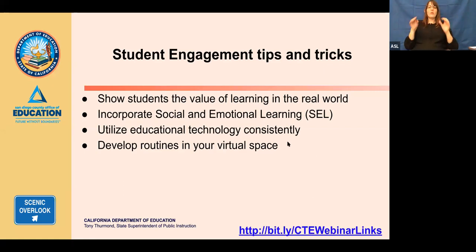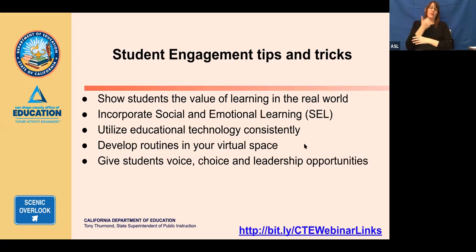And again, we already talked a little bit about routines, giving students some of their own voice and choice and leadership is important. A few weeks ago, Jackie, who is the agriculture lead for the state, gave a talk on CTSOs and student leadership. And so there may be some really good tips for those of you looking to really develop more formally student leadership opportunities, but also look at your pain points in the work that you're doing.